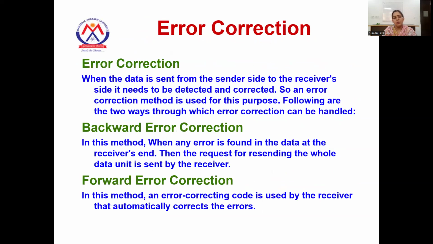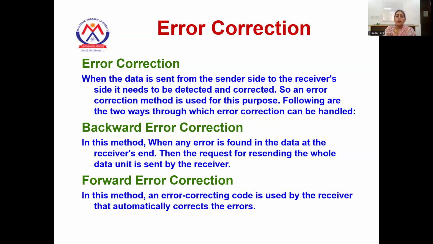Next is the error correction method. When the data is sent from the sender side to the receiver side, errors need to be detected and corrected. So an error correction method is used for this purpose. Following are the methods for correcting errors. One is backward error correction and another is forward error correction.